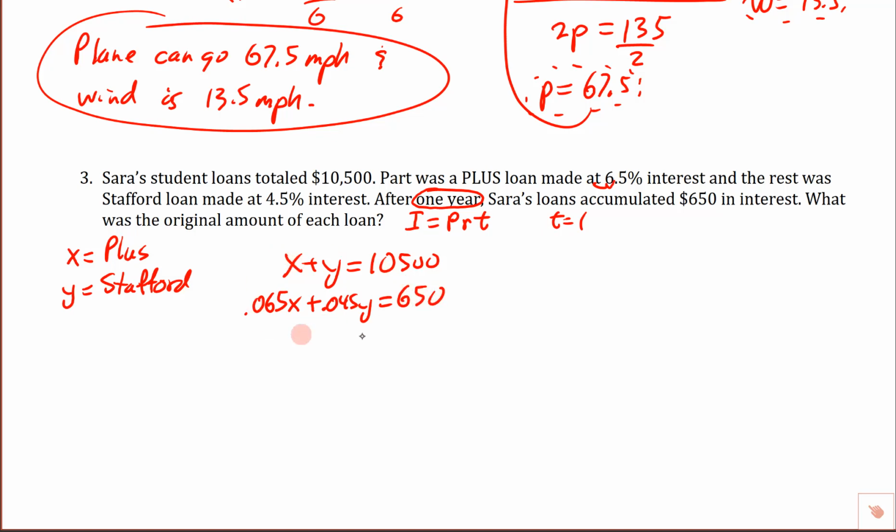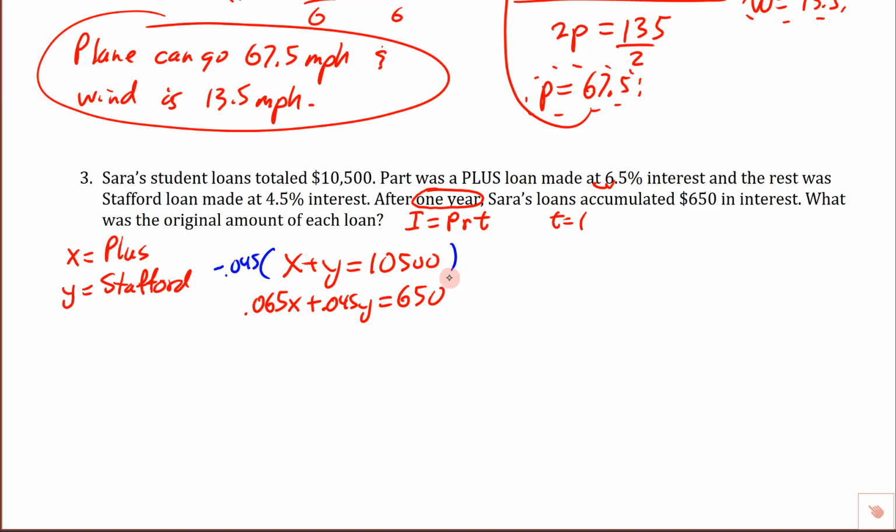So this is the right system to solve. Now we want to go through and we actually want to figure out what the answer is. How much did she put in the plus category and how much did she put in the Stafford category? So I'm going to do this. I'll change colors on this one right here. I'm going to multiply this one by negative 0.045.